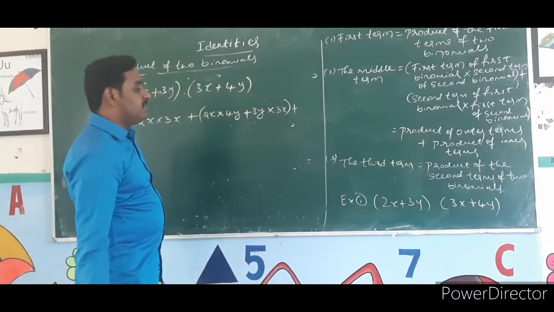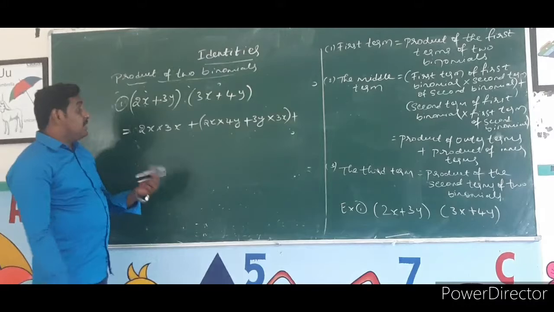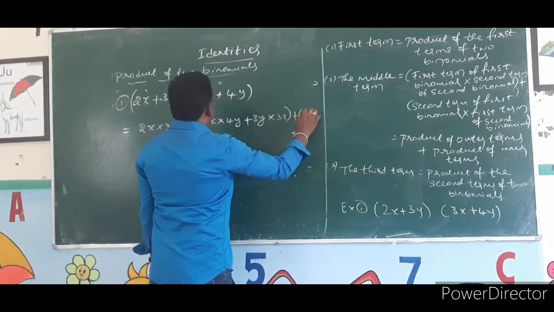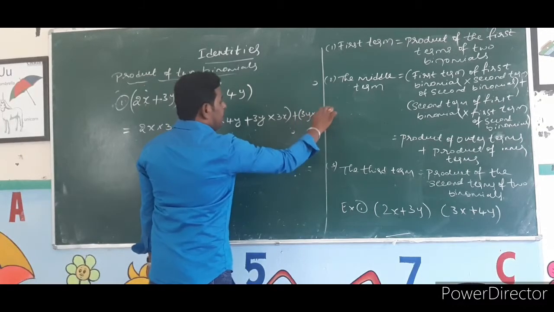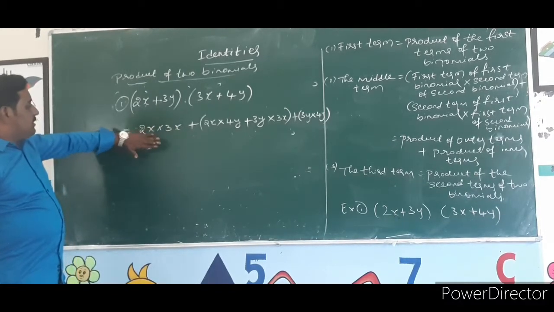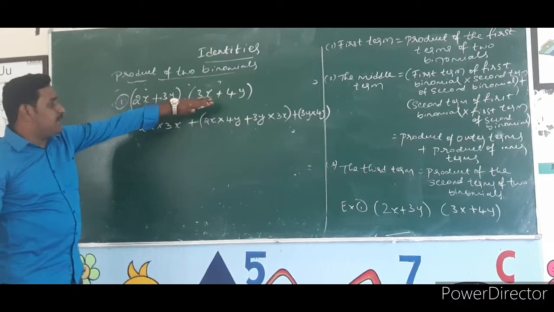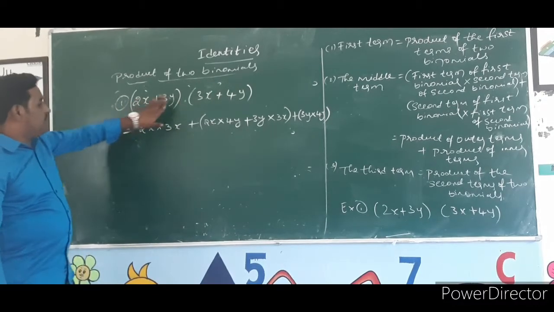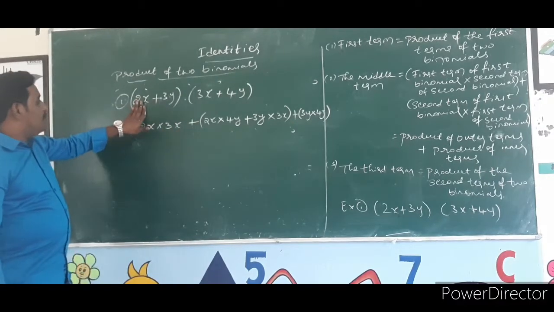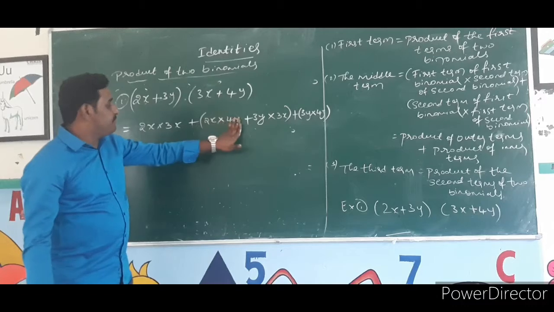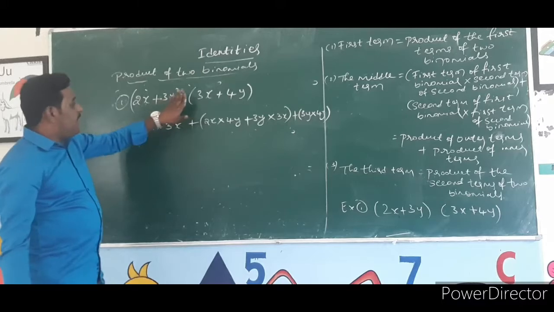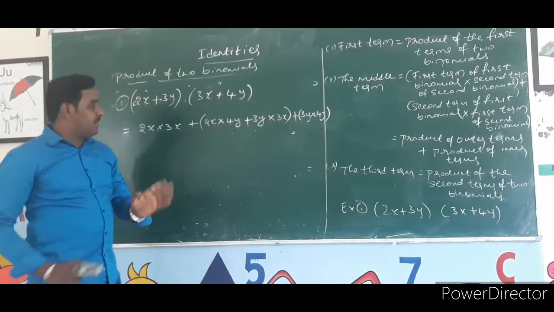Product of the second terms of the two binomials. Which are the second terms of the two binomials? This part. 3y and 4y. 3y into 4y. Look here, I am going to explain this concept clearly. If you want to solve this type of problem, first we have to multiply the first terms. 2x into 3x. Plus next 2x and 4y. Next 3y into 3x plus 3y into 4y. I think you are understanding.